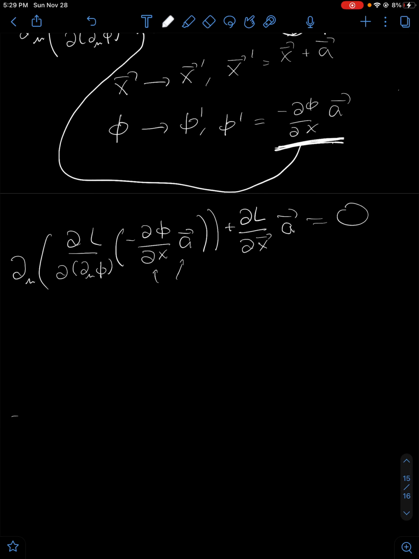All right, so we can just use a bit of a different notation here. Partial L over partial μ φ.